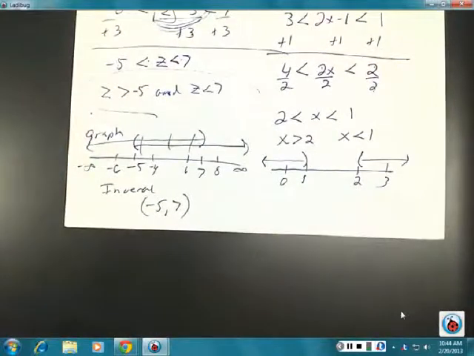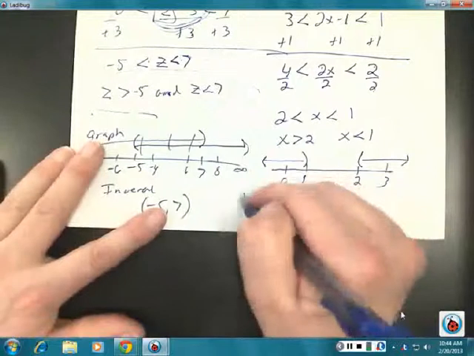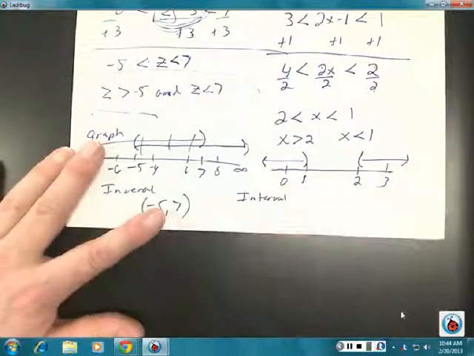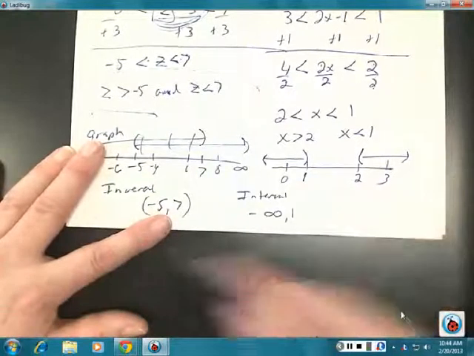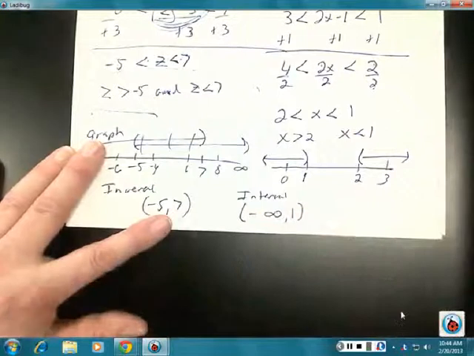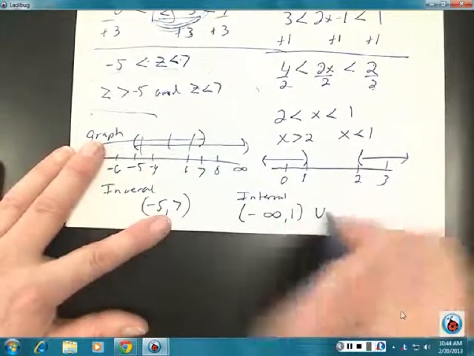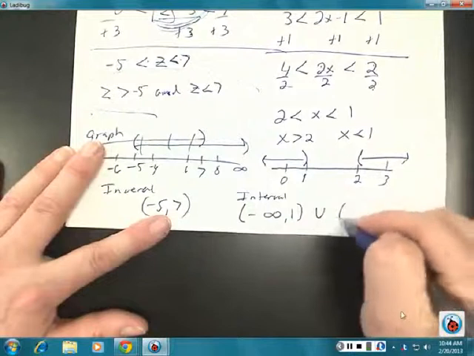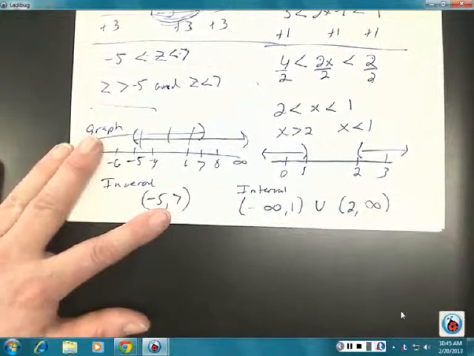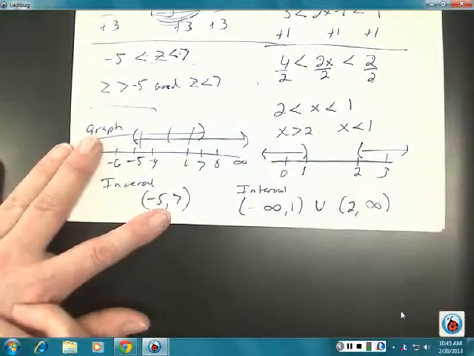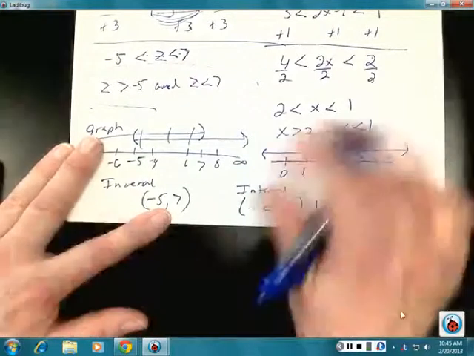So now what happens if I write this in interval notation? You get negative infinity to 1 with parentheses. And then the union, right? And then open parentheses 2 to infinity. Perfect. Close it with a parenthesis. There you go. There's a union if they're not overlapping. They're intersecting if they cross each other. Okay? All right. You got one?